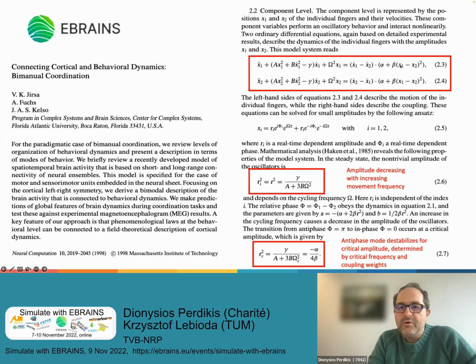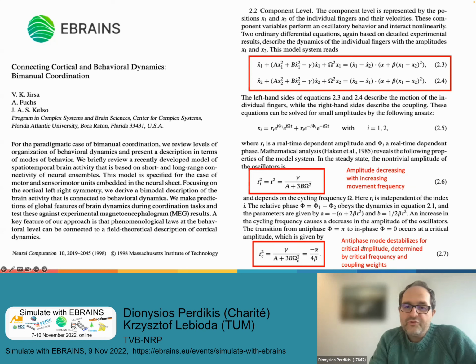And this is a coupling of both velocity and position, the x1 and x2 parameters, as well as the x1 dot and x2 dot parameters. Now, the specific characteristic of these oscillators that facilitates the transition is that they have a specific relationship between amplitude and frequency of movement. Amplitude actually decreases for increasing movement frequency. And this has an effect that there's a specific critical amplitude, which corresponds to a critical frequency.